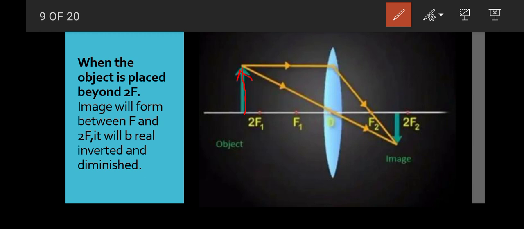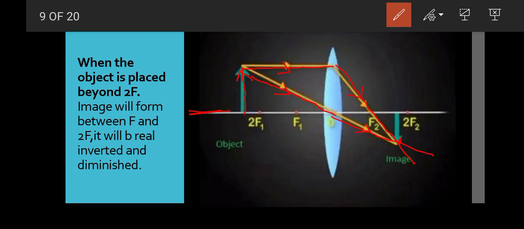First ray, you have to draw the first ray parallel to the principal axis. Here is the principal axis, so it is parallel. After refraction, it should pass through the focal point. It is passing through the focal point. You have to extend it. This is the direction of the refracted ray. Second ray, you have to draw passing through the optical center. Here it is. It passes undeviated, and you have to extend it up to a point where it meets the first ray.